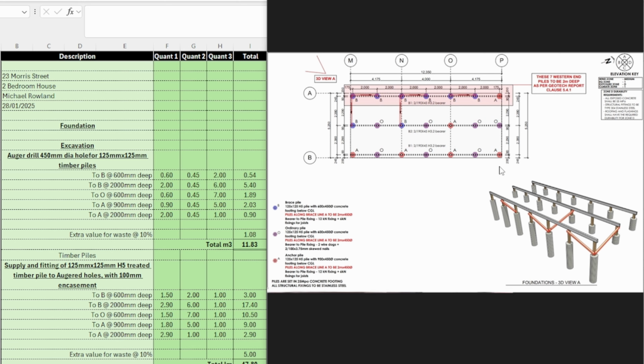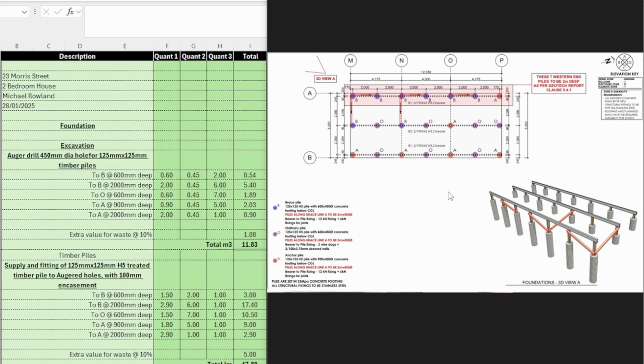On the drawing here, it's indicated AOB. So A for anchor, B for brace, and O for ordinary. So we've got a few A's in here. We've got an A here and one A here. We've got a B here, and a B here, and more B's at the front.